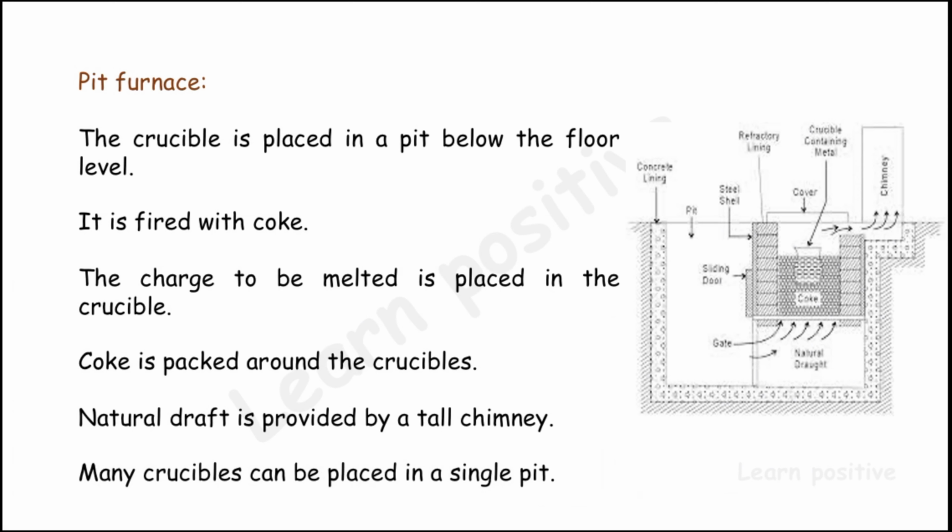So you can see the image. The furnace is placed inside the pit, and the natural gas is passed on the side of the crucible to the below side, and now the coke is going to get heated. The coke heats the crucible, and the crucible gets to a high temperature. Inside the crucible we put the non-ferrous metals, and the non-ferrous metals are melted. The exhaust gas is exhausted through the chimney.